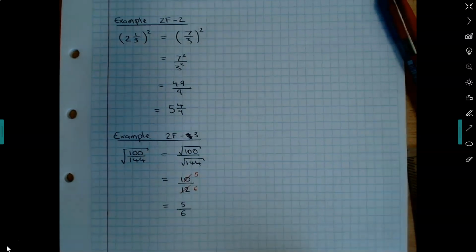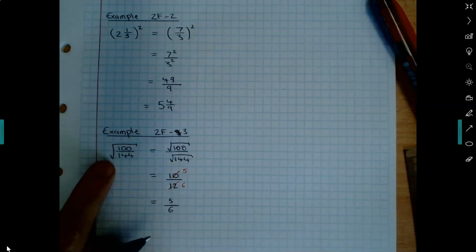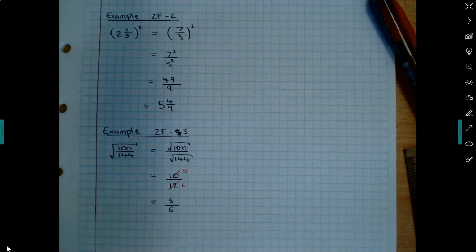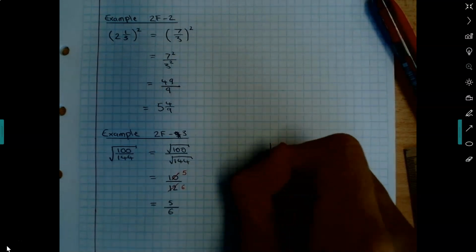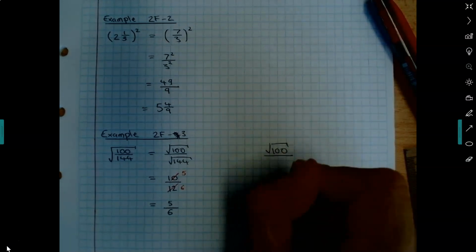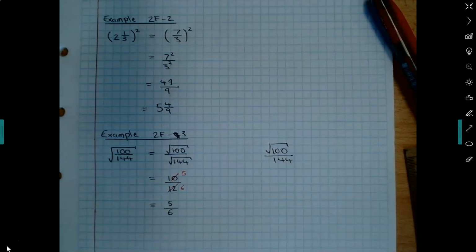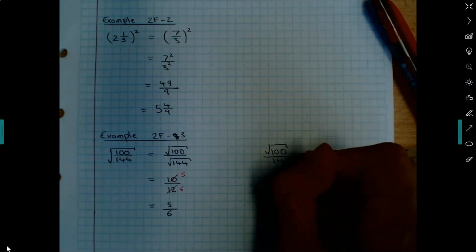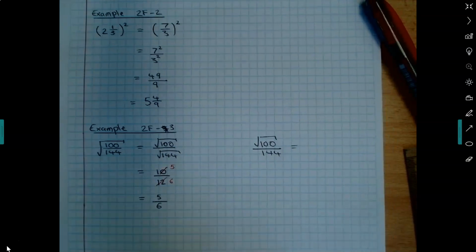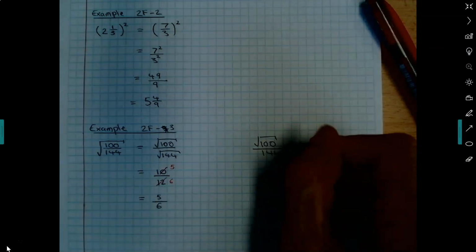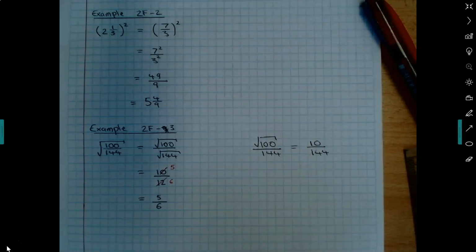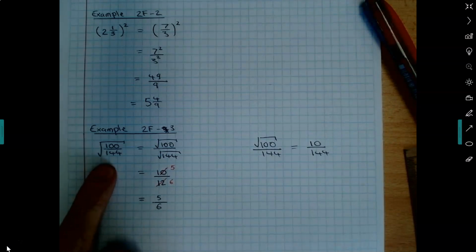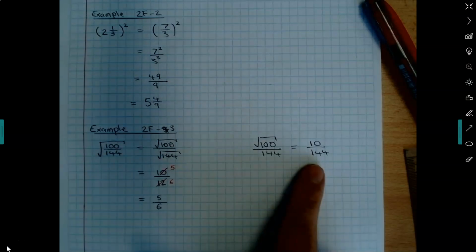Now just the last point I want to make here. If you didn't cover both numbers in that square root, and you wrote it like this, square root of 100 over 144, then you're only doing the root of the top number. So the top one becomes 10, but the bottom number is still 144. So please make sure that if the question has the root drawn over both, you do it, otherwise you get a completely different answer.